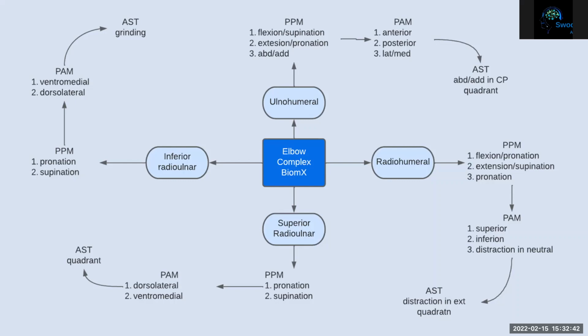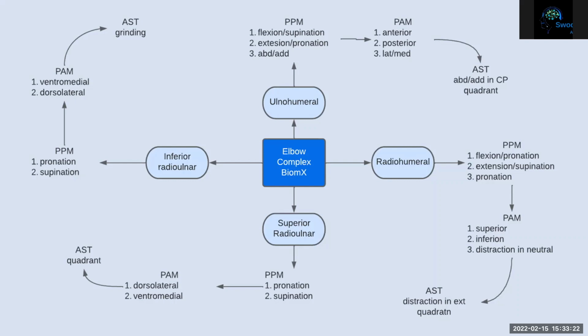Now, the end fills here are different from the end fills in the ulnohumeral joint. For extension and supination, this will not be a bony end fill as it would be with the ulnohumeral joint. It will be capsular, and quite strong capsular end fill at that. For pronation and supination, it's just that. Pronate and supinate. The PAMs are a superior glide for flexion, an inferior glide for extension, and distraction in neutral. For the stability test, it will be distraction, extension, and again the quadrants.